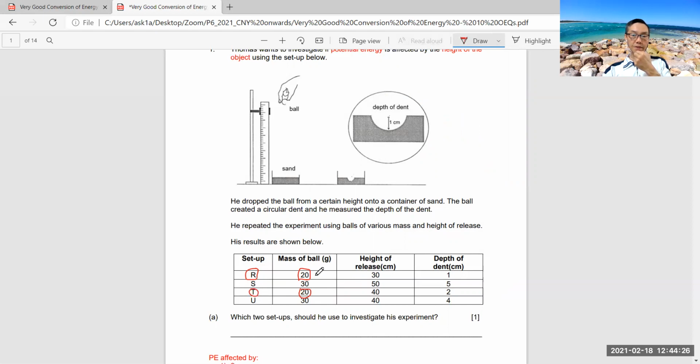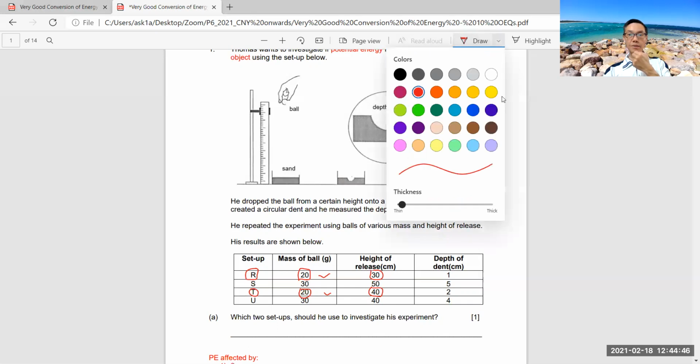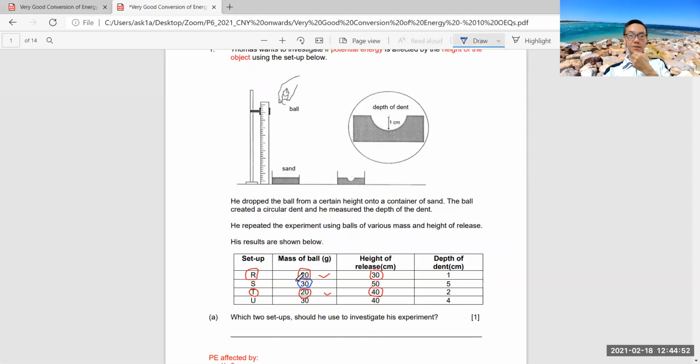And you notice that in these 2 setups, the balls are of the same mass, 20 grams, but they are released at different heights. One is at 30, the other is at 40. So this is one set, setup R and T. And let's look, there's another setup. Can you see this is 30 gram, and also 30 gram? It means they have the same mass and they are released at different heights, one at 50 and one at 40. So the other setup is S and U.